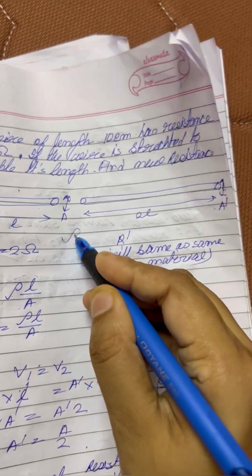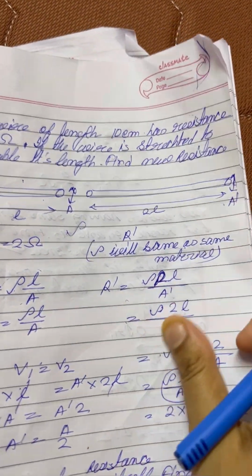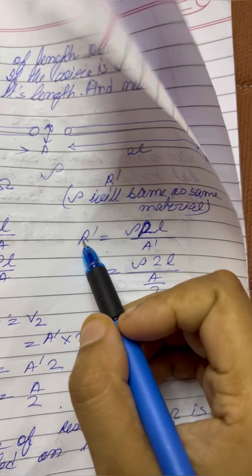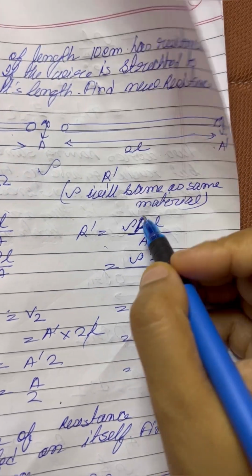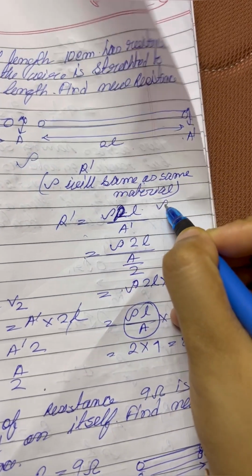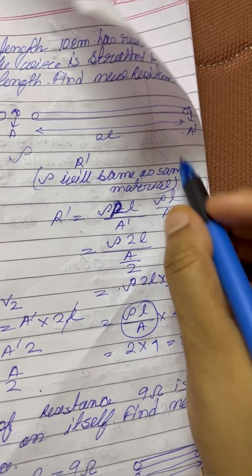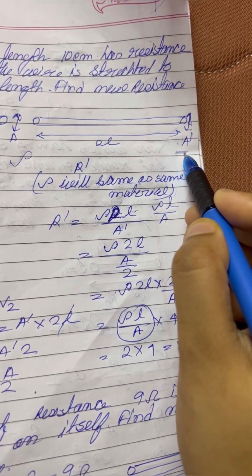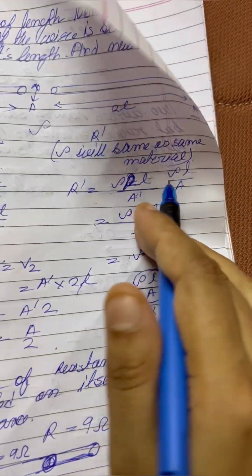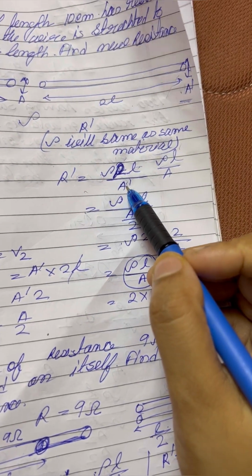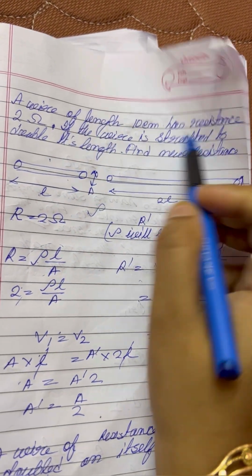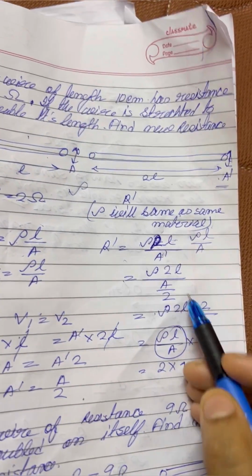So rho will be the same because they are made of the same material. I told you the rho value is the same if they are both copper, then their resistivity will be the same. So R dash is equal to rho, and this is 2L. Now we know the formula rho L by A, but here L is 2L, that's why I have written rho 2L by A dash. Here the area is A dash because both areas are not the same. Here it is written that the wire is stretched to double its length. Double its length means the area will be half.